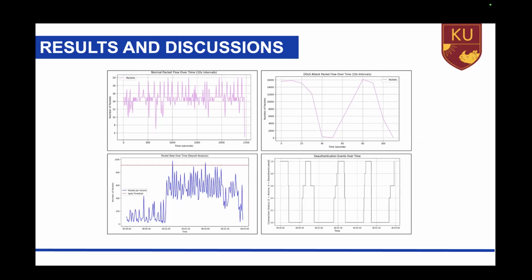As well as for the deauthentication frames, the left hand side graph shows normal data frames without any anomaly, and the right hand side is with the anomaly, where there are sudden spikes, because we were trying to deauthenticate the device from the SSID.